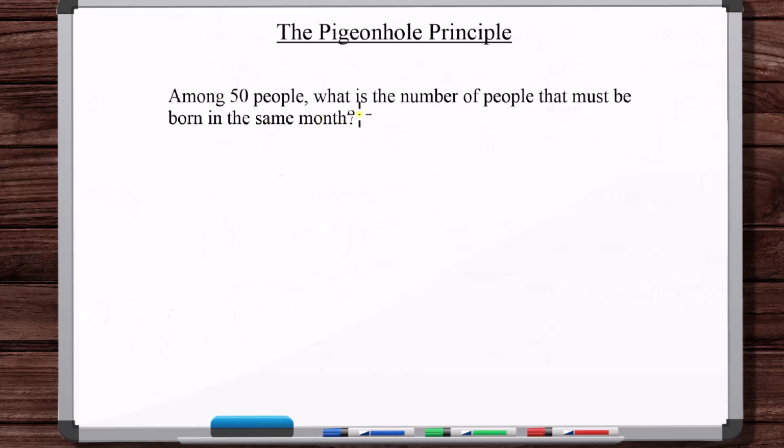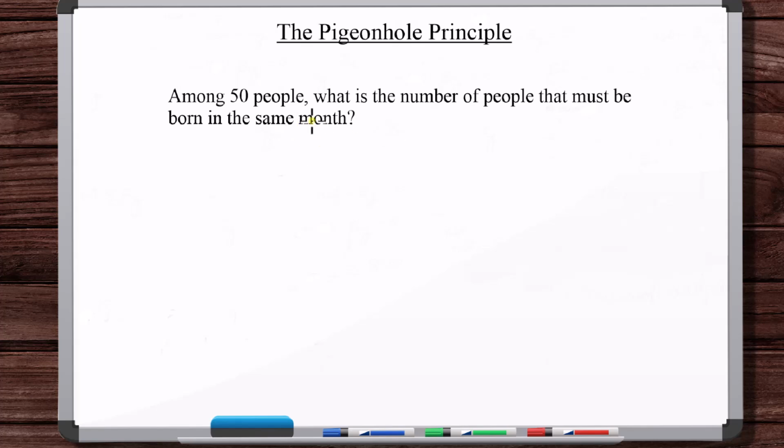Among 50 people, what is the number of people that must be born in the same month? Okay, so what are the pigeons? What are the pigeonholes? And also, what are we solving for, right? For the formula, what are the pigeons? What are the pigeonholes? What is C? And what are we solving for? Okay, so it looks like N is going to be 50. But again, be careful with that because it can be very deceiving. Oh, 50 people, that's the N. But it looks like that's going to be the case here. What is the number of people that must be born in the same month? Looks like we're solving for C.